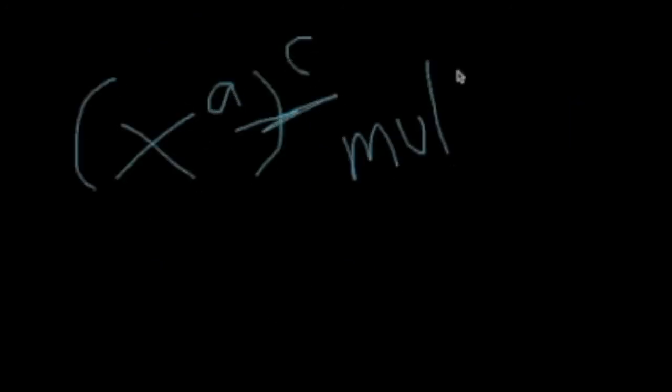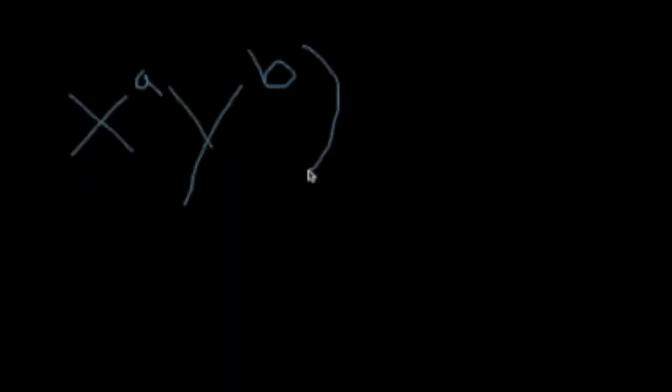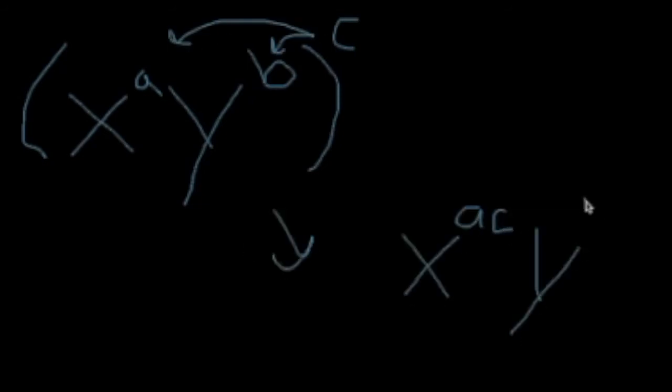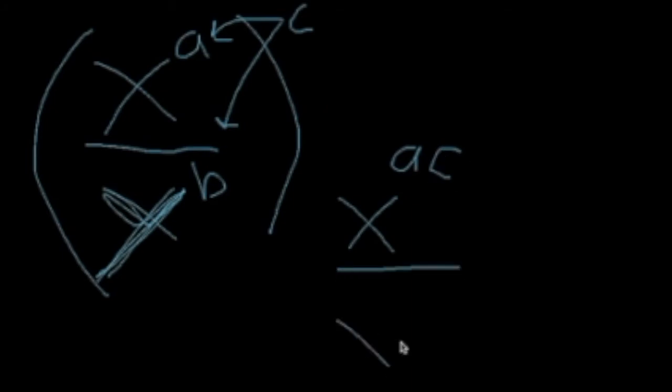The next rule is if you have x to the power of a in parentheses, and all of that is to the power of c, this becomes multiplication, so your answer will be x to the power of a times c. The next rule is if you have x to the power of a times y to the power of b, and all of that is to the power of c, c gets distributed, and your final answer will be x to the power of ac times y to the power of bc. Next, if you have x to the power of a over y to the power of b, and all of that is to the power of c, again, the c is distributed, and this becomes x to the power of ac over y to the power of bc.